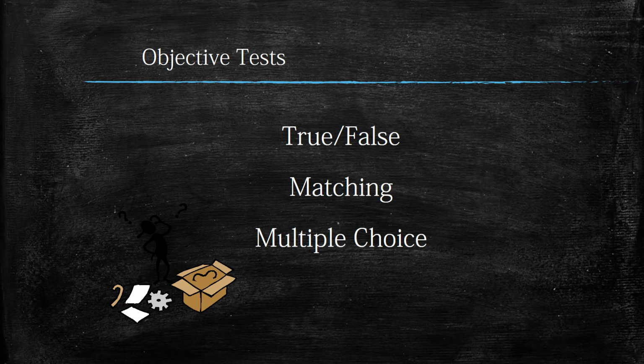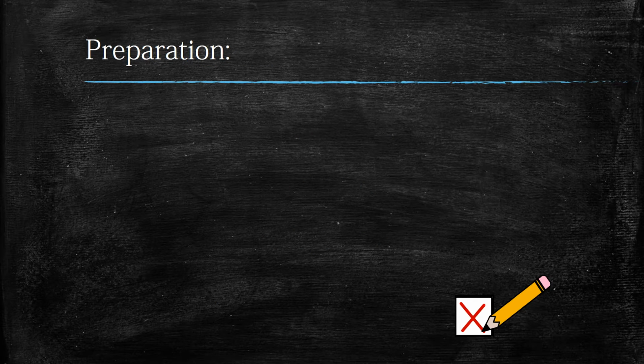Objective tests: true and false, matching, multiple choice. The desired result is that by the end of the lesson, you will understand the difference between true and false, matching, and multiple choice questions. Additionally, that you feel confident in the strategies that we go over to help you decide what the best answer is. In terms of preparation, highlight and mark your notes and text.